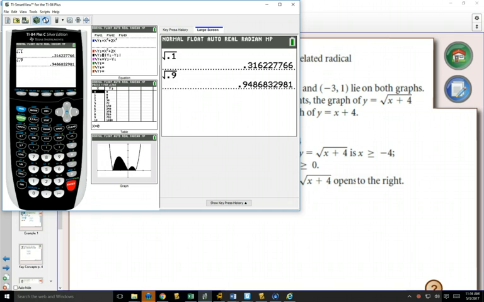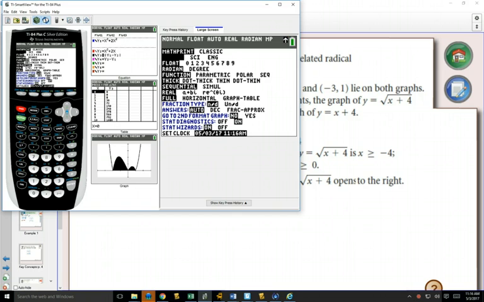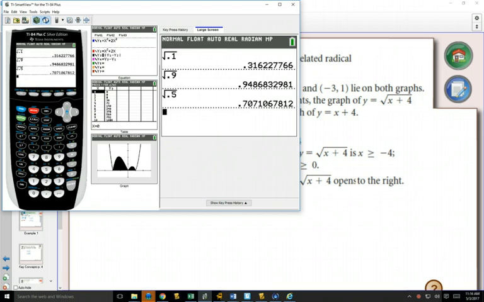Did you start to do some other values? Did anyone try 0.5? Square root of 0.5 is 0.707. Anybody recognize that number? No? What mode am I in? Radians. Didn't recognize that that is the same as sine of pi over 4.